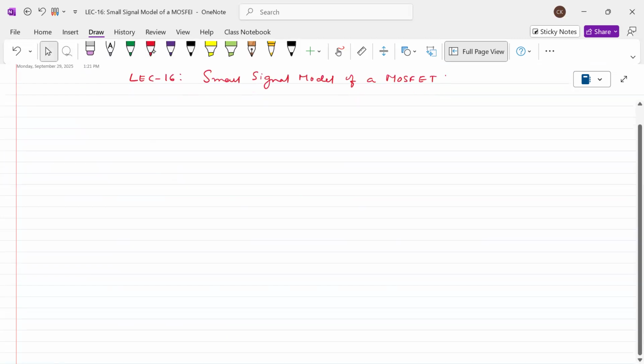So what does small signal mean here? When compared to the DC operating point, this value is very, very small. That means a small change in the applied voltage. Under that condition, the MOSFET can be looked at as a linear element. Normally, a MOSFET is a non-linear device, but we can make it linear when we apply a small change.